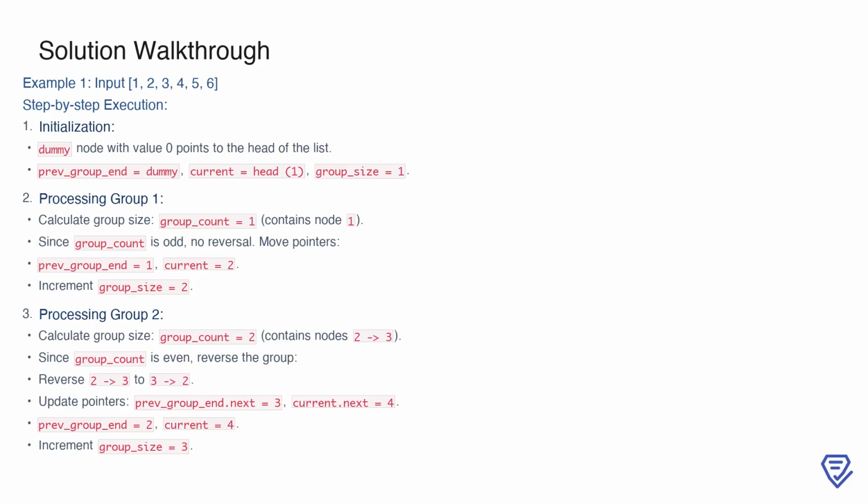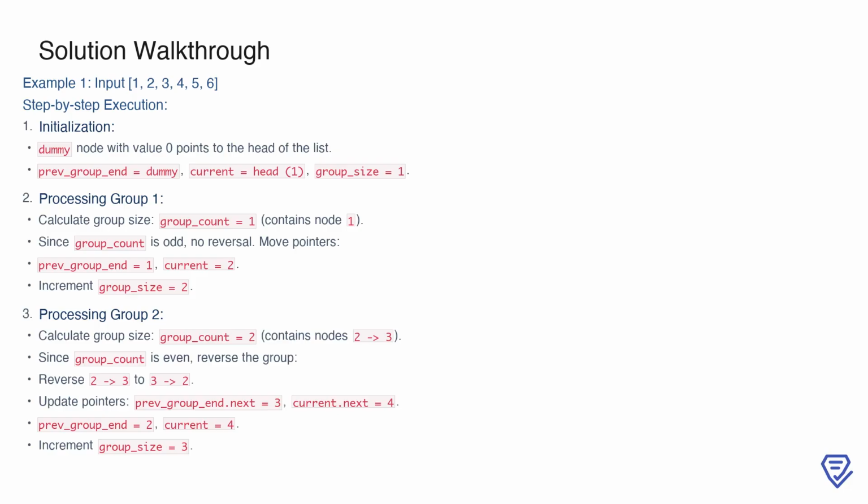To begin solving the problem, we initialize a dummy node with the value 0, which points to the head of our input list. This dummy node helps simplify edge cases during the reversal process. Next, we define pointers. prev_group_end is set to the dummy node, current starts at the head of the list, and group_size is initialized to 1.